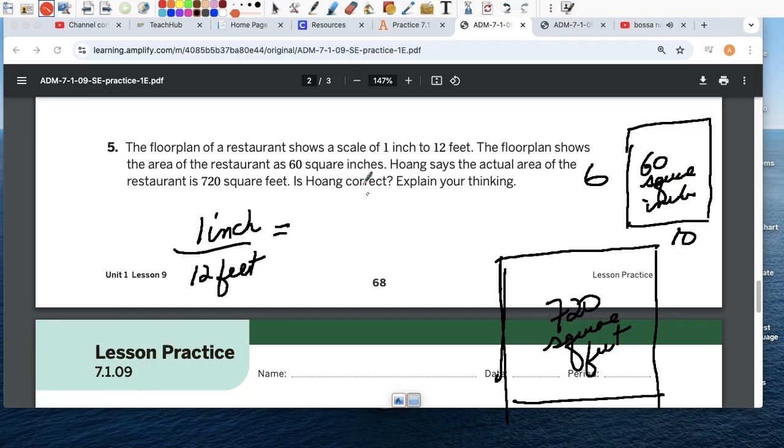It would mean that in real life, something is 6 inches, and we want to know how many feet that was. So let's cross multiply, and we multiply by 12, so we get x equals 72. So this guy here would be 72.